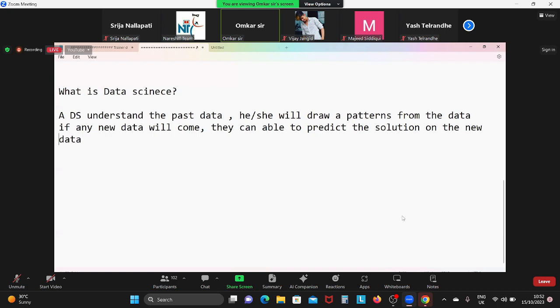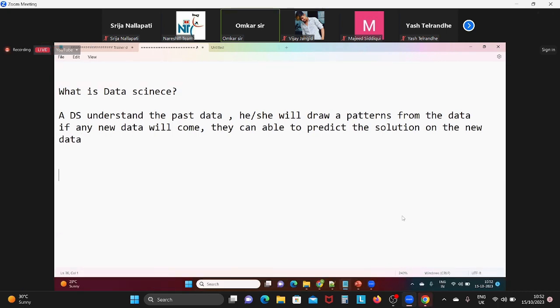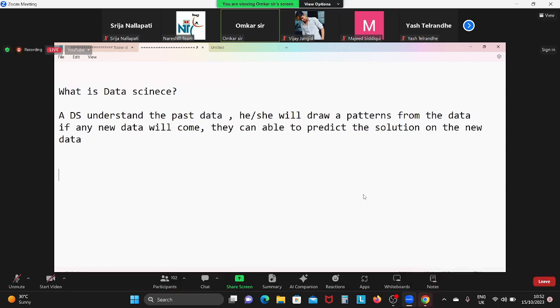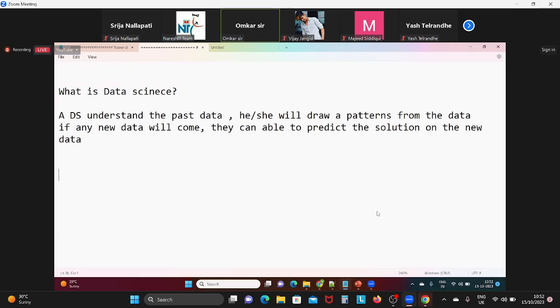Very simple. So it is a kind of astrology. I can name it that, astrology. What will an astrologist say? An astrologist will predict the future, right? In the same way, data science also will understand the past data and draw some patterns from the data. If any new data comes, they can predict the solution on the new data.